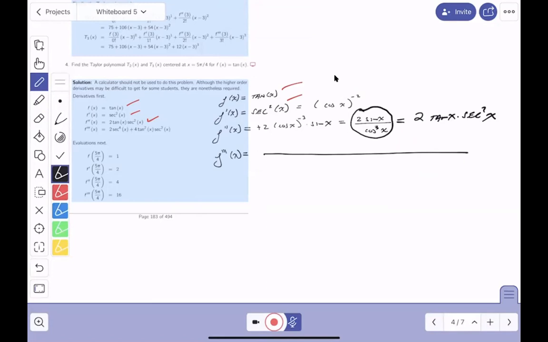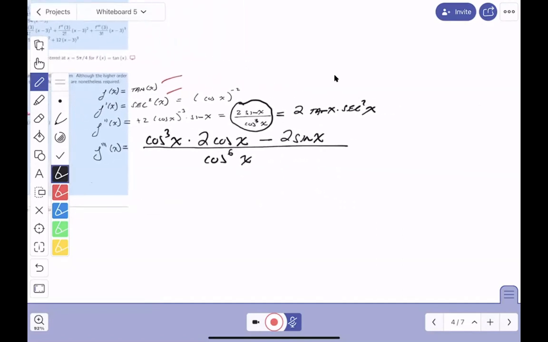So let's write this down. It's going to be cosine to the 6th power, cosine cubed x times the derivative of the top, which is going to be 2 cosine x minus 2 sine x, times the derivative of the bottom, which is going to be 3 cosine squared x times the derivative of cosine, which is minus sine. So it's going to be plus, I'll put the sine squared here.